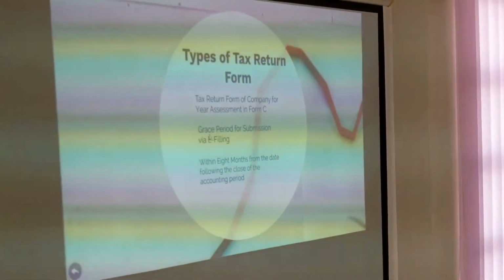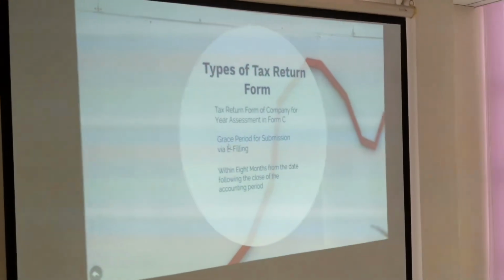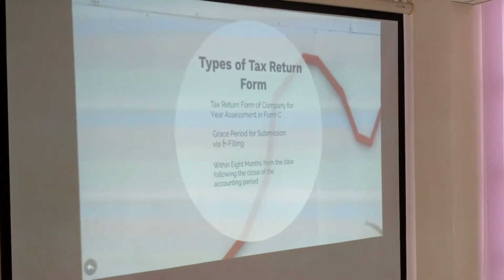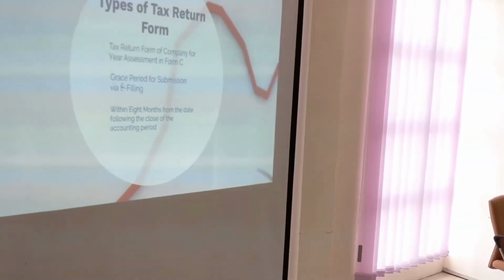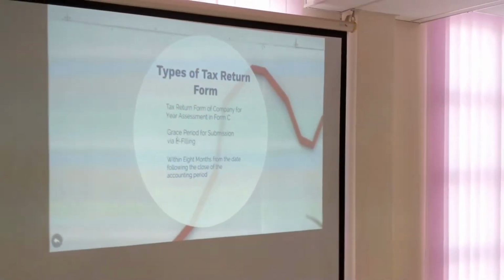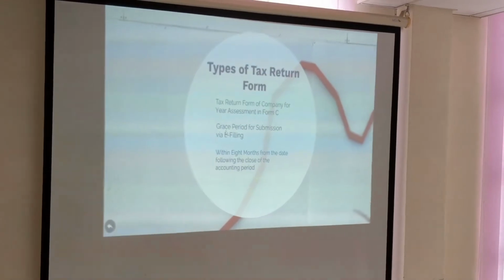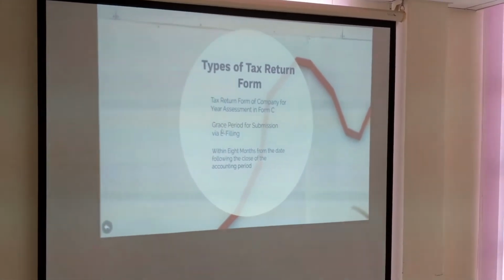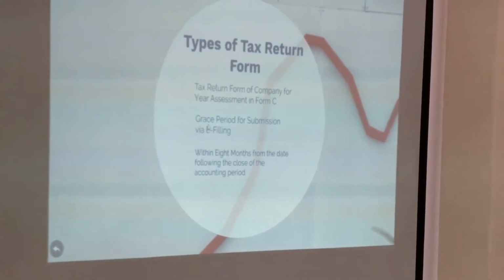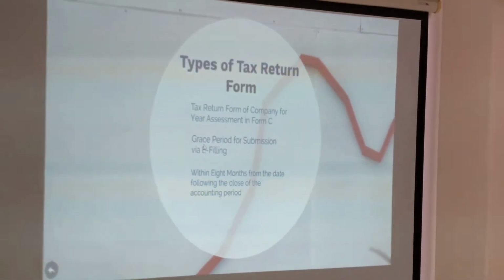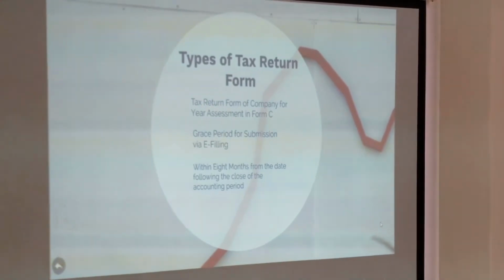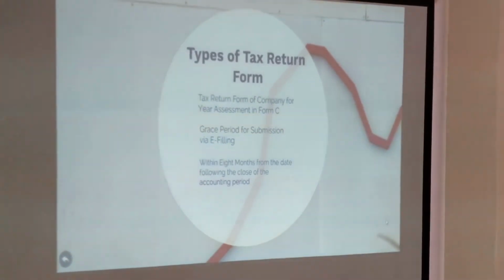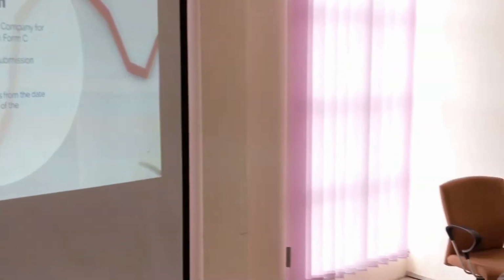So next we proceed to the types of tax return by company. The tax return form of a company for the year of assessment is the Form C, and this must be submitted within the grace period for submission through e-filing. The submission of the form is within 8 months from the date following the close of the accounting period.